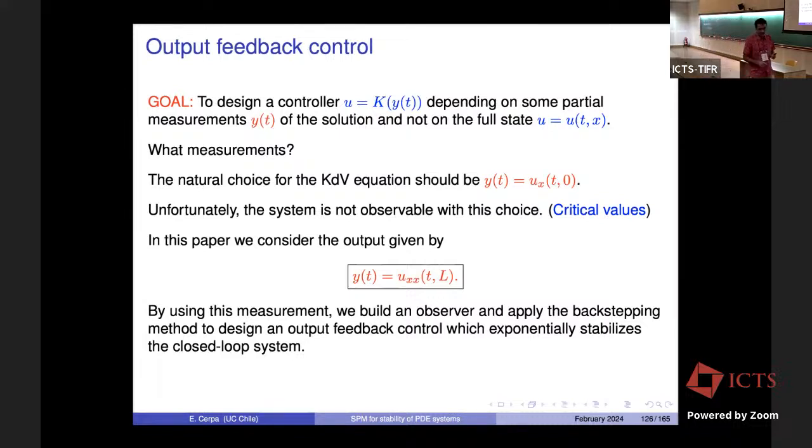So here there is a general approach, but well, the goal is to design this controller, okay? And the idea is that hopefully we get a feedback control law depending on only some boundary measurements of the solution, okay? It's like what Emmanuel mentioned yesterday, when you have your system. This is in R^n, okay?